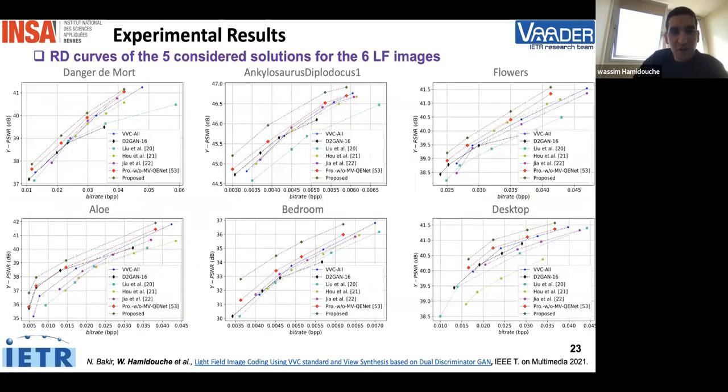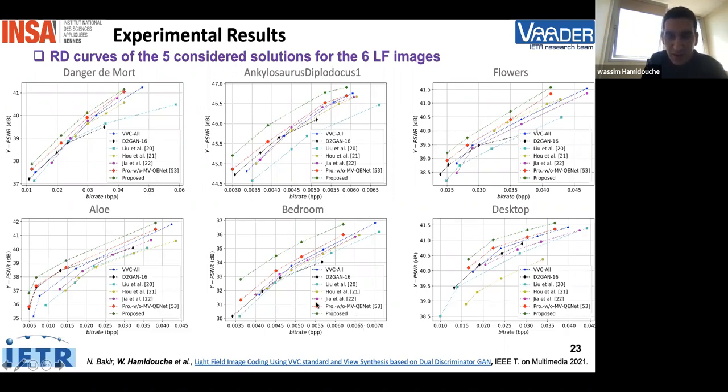In this figure, I give 6 figures for 6 light field images, showing the performance of our proposed solution with quality enhancement in the green color. These figures give the PSNR with respect to the bitrate. As we can see, our solution is compared to many other solutions. Our solution always performs with the highest PSNR quality for the 6 light field images at different levels of bitrate.